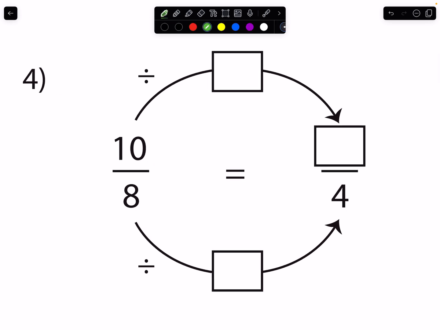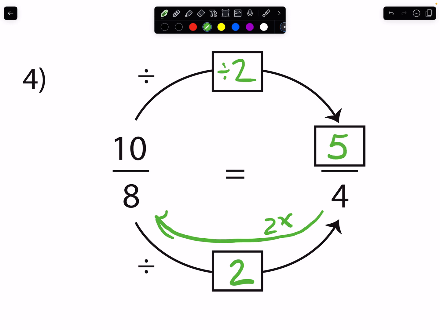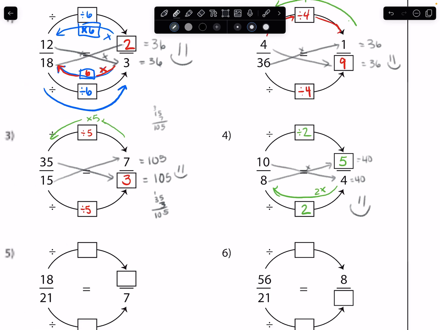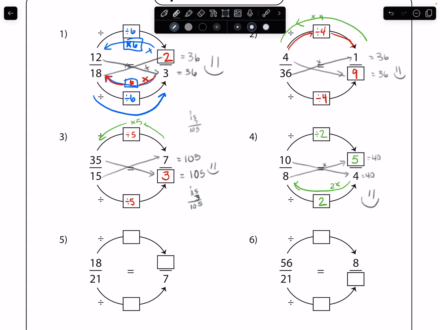All right, whichever strategy you want. 8 divided by 2 is 4. Or if I need to do it backwards, 4 times 2 is 8. But I'm going to make sure that I put divided by 2 in the box. 10 divided by 2 is 5. We are going to check our work. 8 times 5 is 40. 10 times 4 is 40. Did you get it? If you didn't get it, you got 4 more opportunities to practice. The rest of them are classwork or homework.